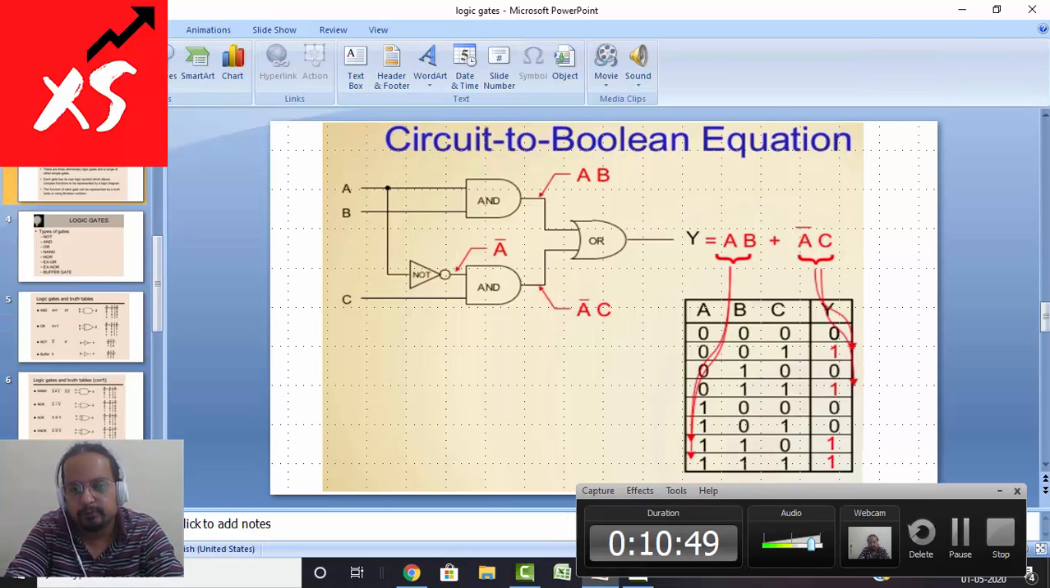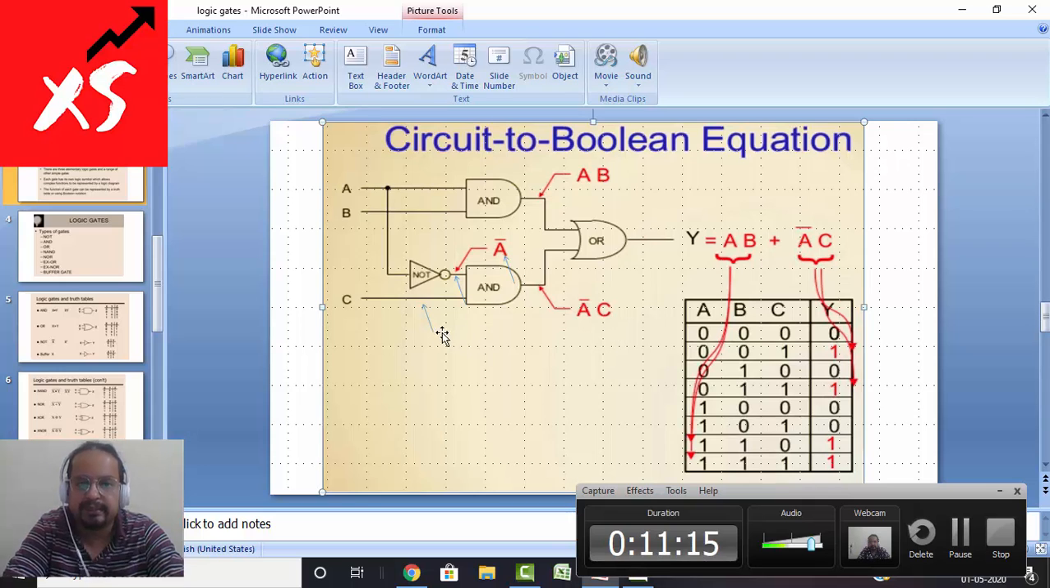So if you move to the next one, the input here is C, so this is fine, but the input here is coming from upside here, right? So it is A, but not A. So this is A dash, right? So this is A dash. So here you have two inputs. One is C and the other is A dash, right? So what comes out is A dash C.